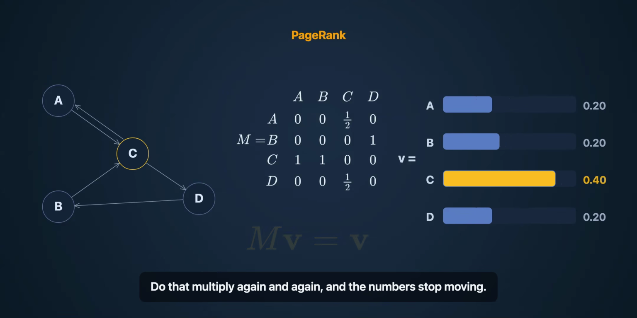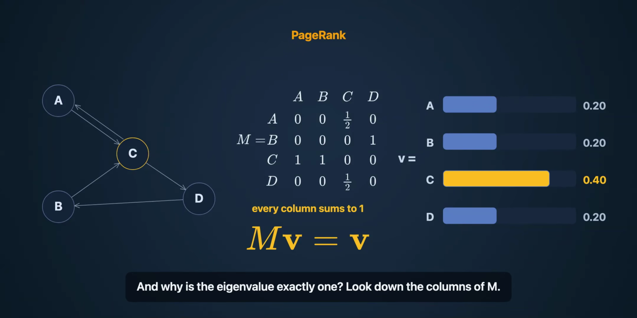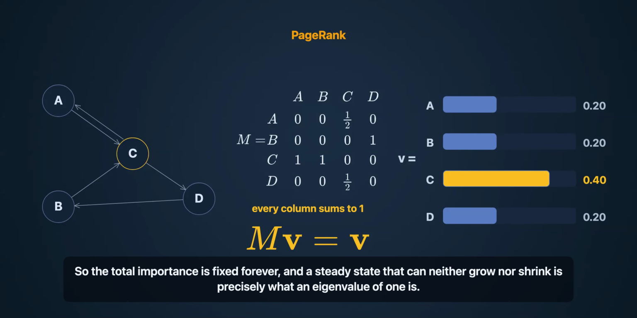Do that multiply again and again, and the numbers stop moving. They freeze at this vector 0.2, 0.2, 0.4, 0.2, with C on top. And look, multiplying it by M now hands back the very same vector. And why is the eigenvalue exactly 1? Look down the columns of M. Every single one adds up to 1, which means each page passes on its whole score. Nothing created, nothing lost. So the total importance is fixed forever, and a steady state that can neither grow nor shrink is precisely what an eigenvalue of 1 is.